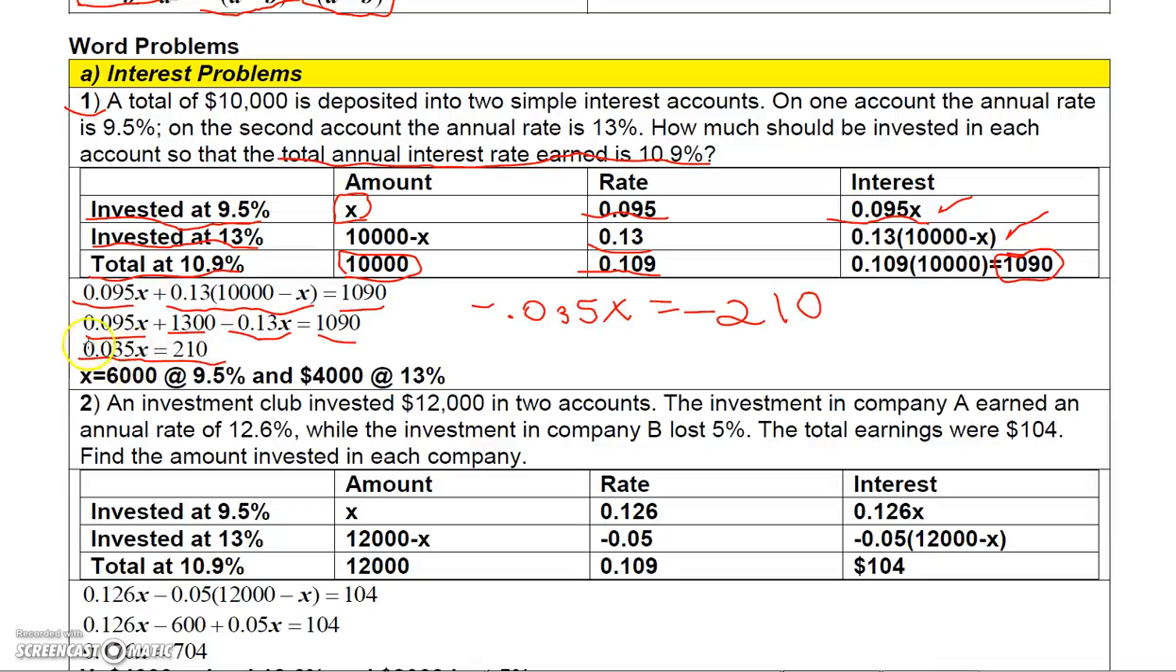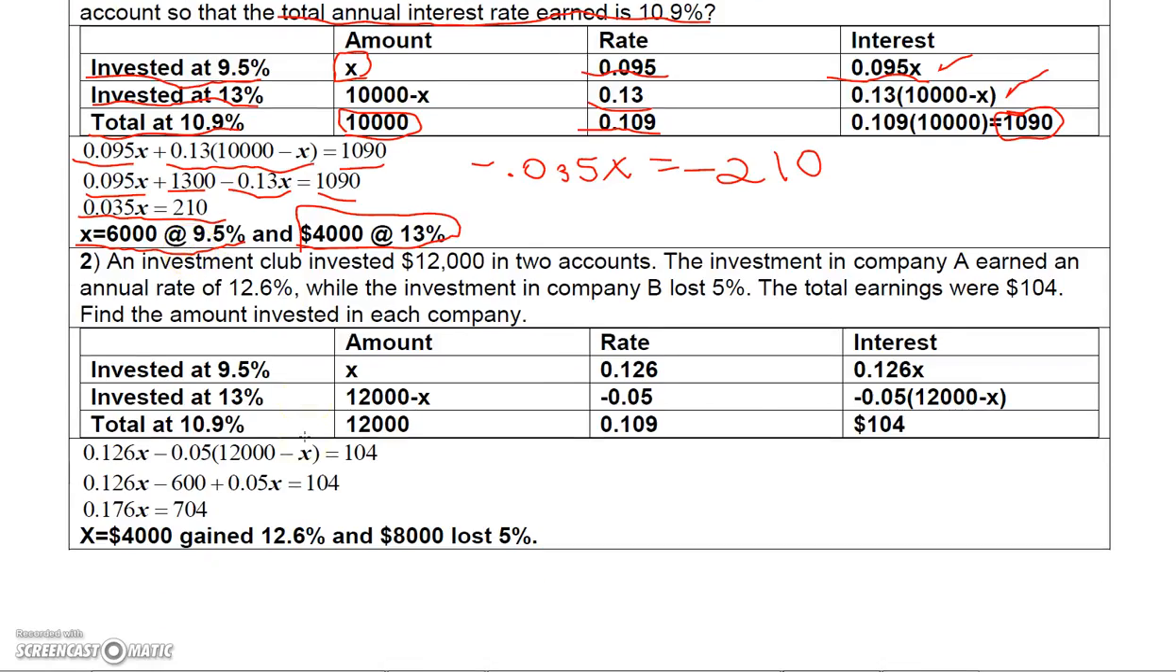And then all I have to do is divide both sides by 0.035. So if you take 210 and divide it by 0.035, you get x equals 6,000, which means 6,000 at 9.5%. And then remember, the 13% investment is 10,000 minus x. So if I take 10,000 minus 6,000, I get 4,000 invested at 13%. So those are the two values of your investment.